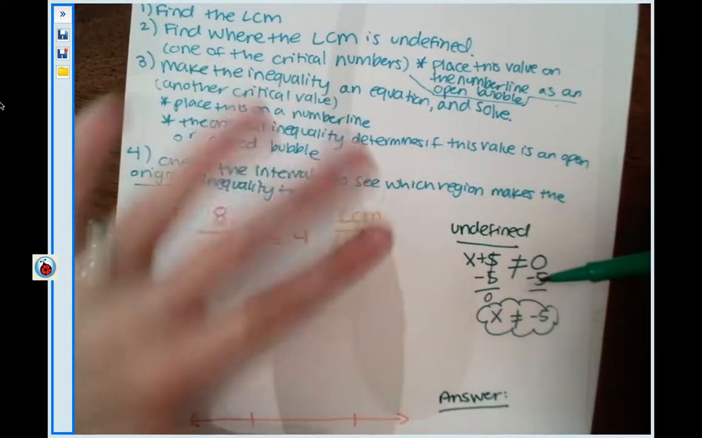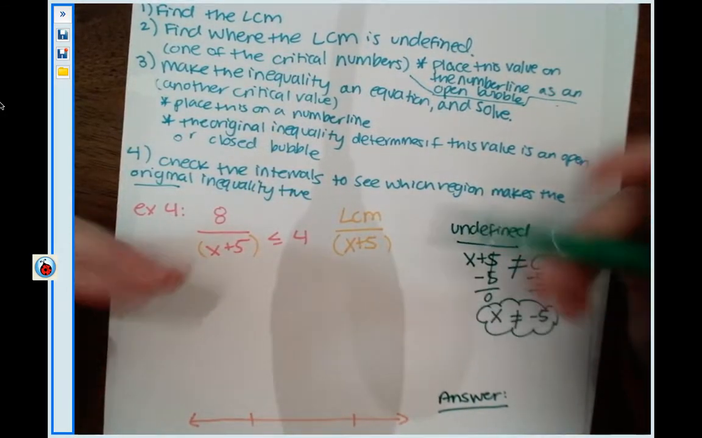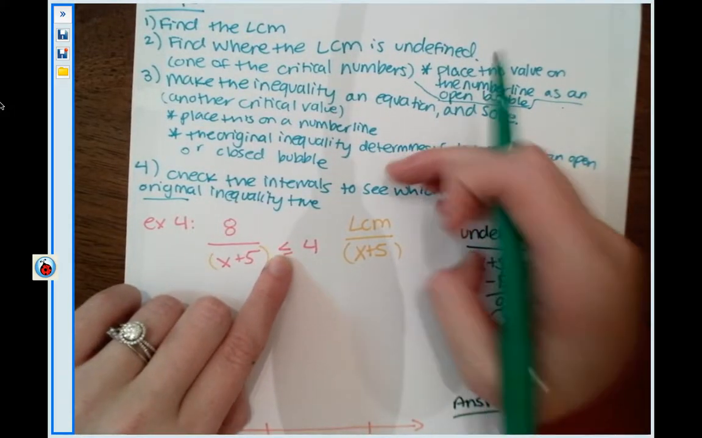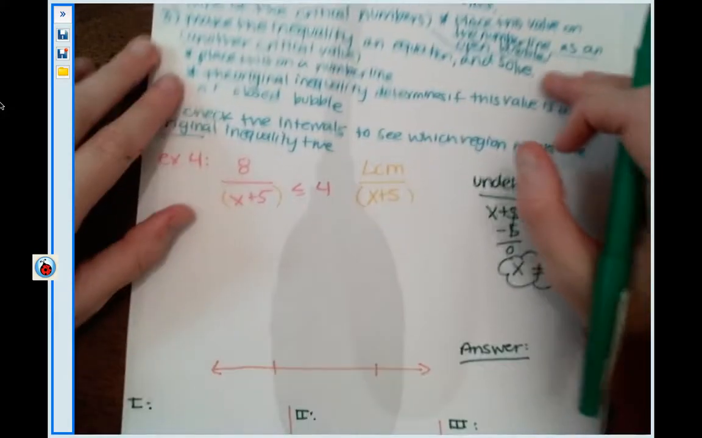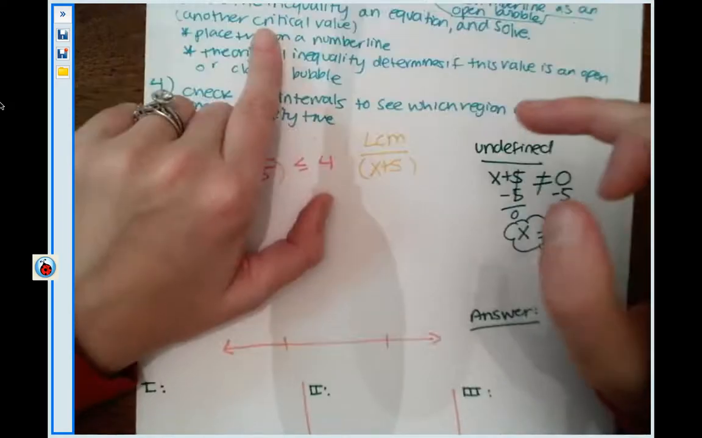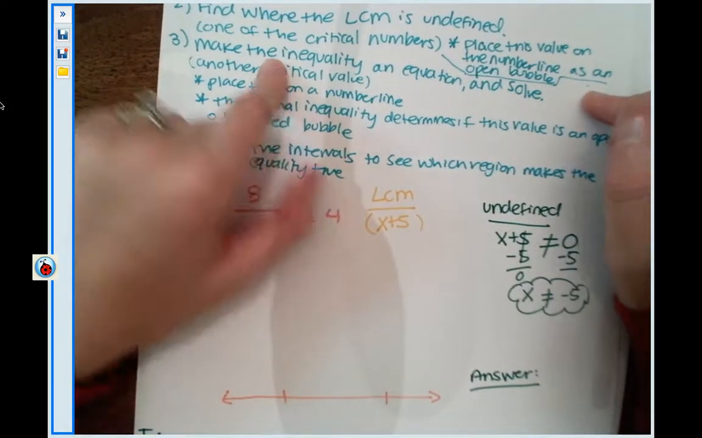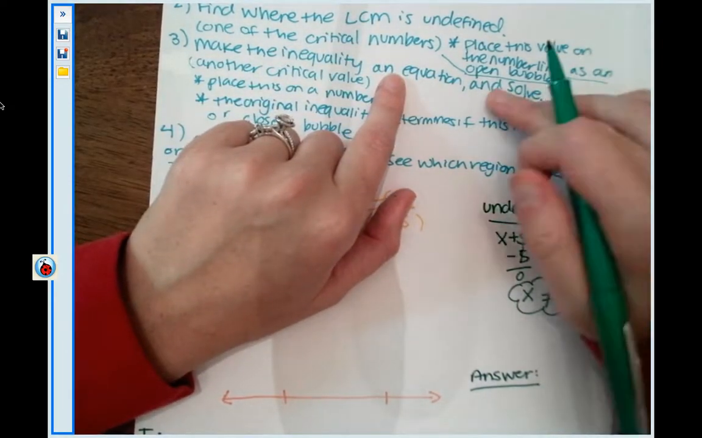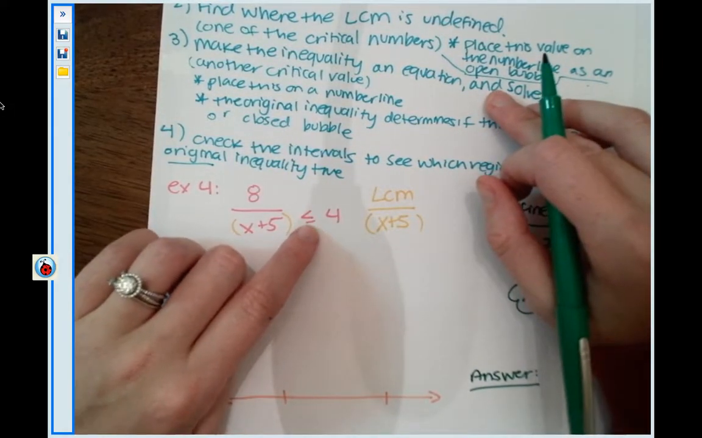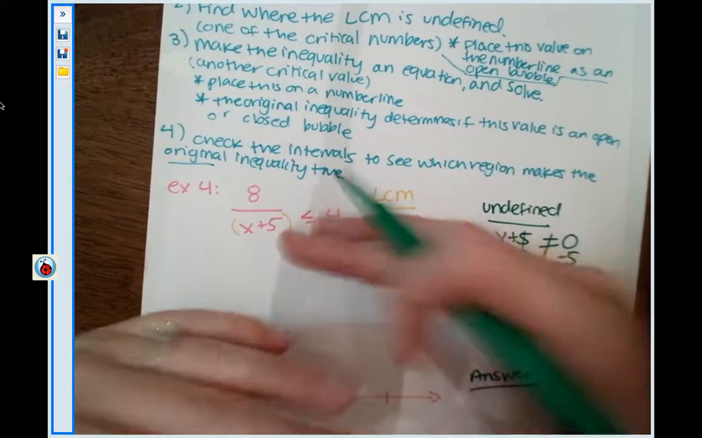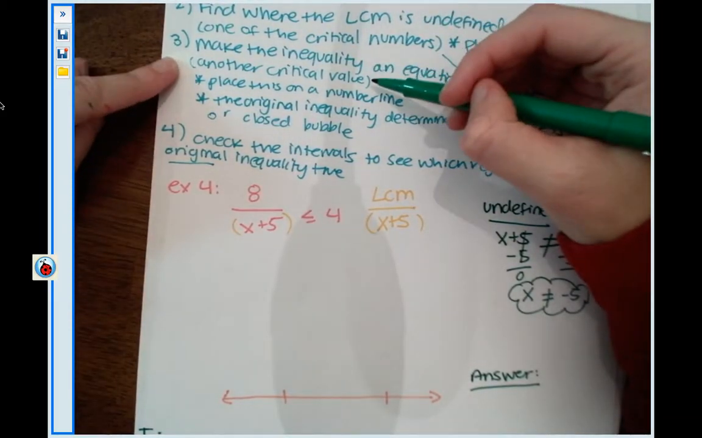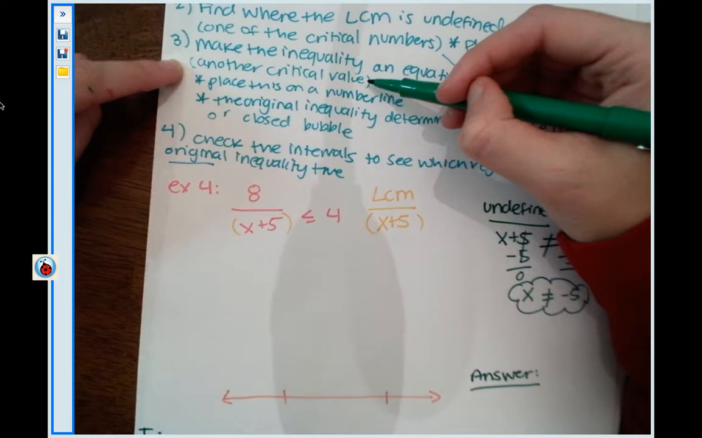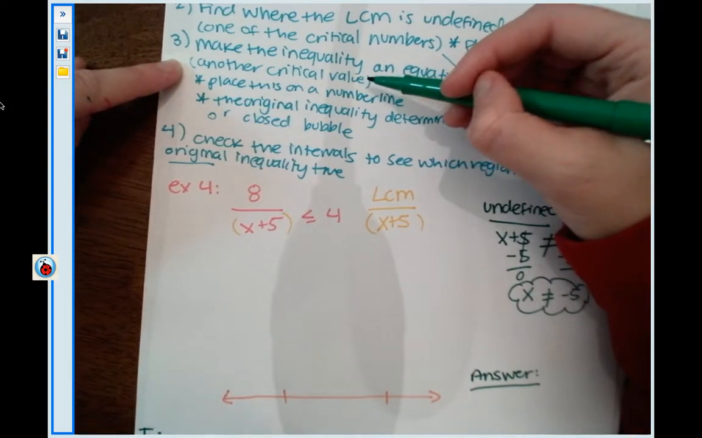Now the other critical value, the other number on our number line, will depend on what your original inequality is. But we'll talk about that in just a moment. So step 2 is done. Step 3 says to make the inequality an equation and solve. We're going to turn this inequality sign into an equal sign and solve it like we would a normal equation. Once we solve it, this will be another critical value, which means it goes on our number line. Holy hot dog, right?